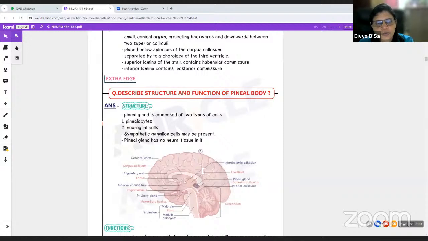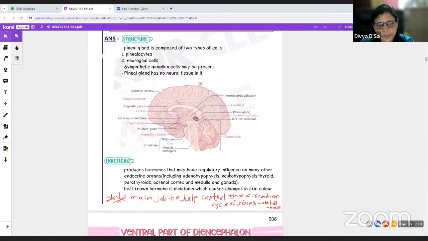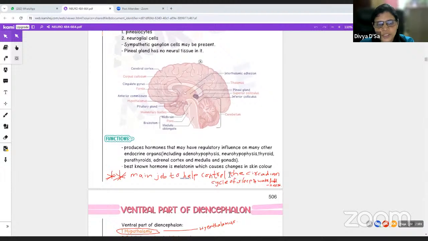Next, structure and function of the pineal body. The pineal gland is composed of two types of cells, the pinealocytes and neuroglial cells. Sympathetic ganglion cells may also be present, but it has no neural tissue in it. It produces hormones that may have a regulatory influence on many endocrine organs like the adenohypophysis, neurohypophysis, thyroid, parathyroid, adrenal cortex and medulla, and gonads. The important hormone is melatonin.